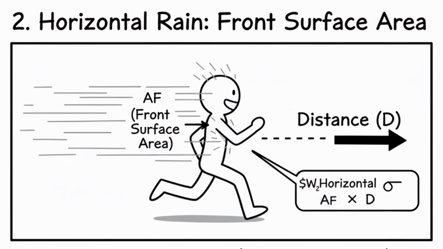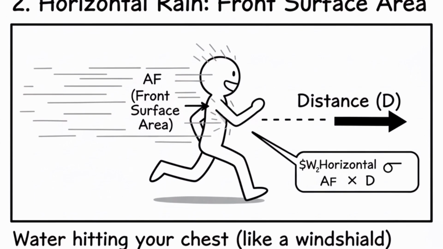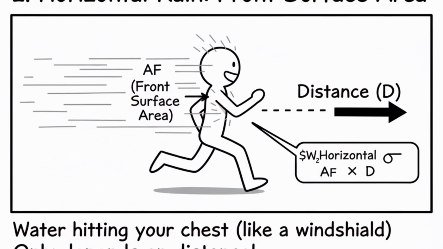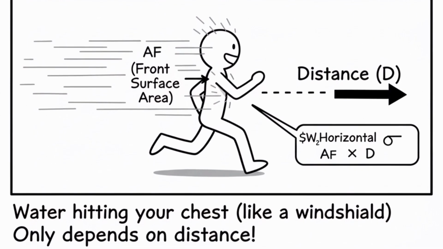Now, horizontal wetness. This is the rain you are running into, the rain hitting your chest like a windshield. The amount is defined by your front surface area, let's call it AF, and the distance D you cover. So we can write that horizontal wetness is directly proportional to front area multiplied by distance D. Now I will give you the mathematical proof of this condition.